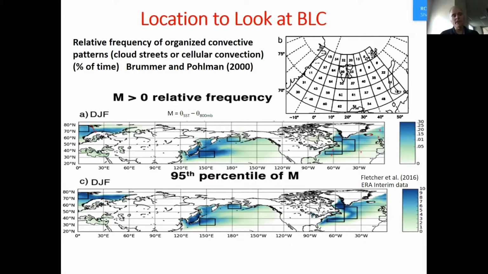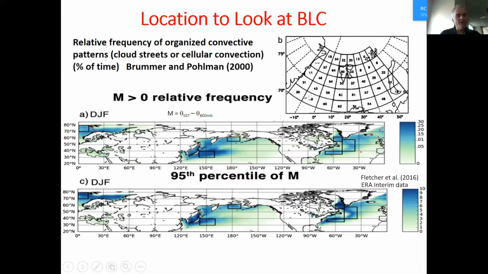So what we did when we were planning COMBLE is we took a look at a lot of different locations, trying to identify where the optimal location of this project would be. And here we'd be looking at things like the relative frequency of organized convective patterns, such as cloud streaks or cellular convection. So you're seeing a plot in the uppermost panel here, looking at the percentage of the time we're getting these organized convective patterns.